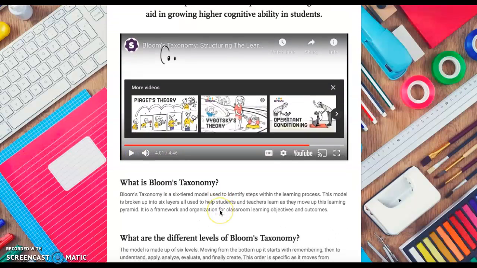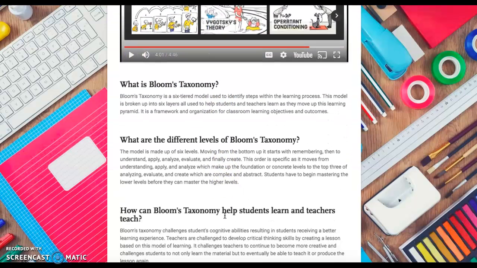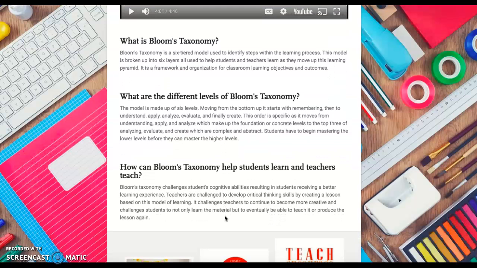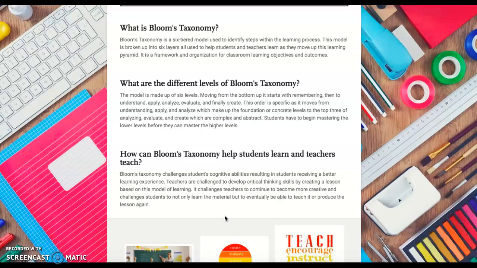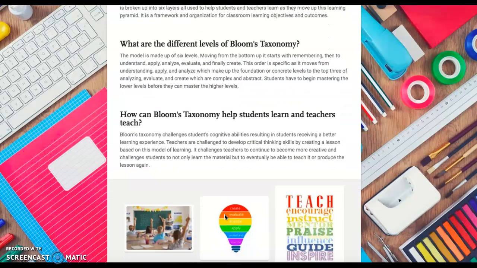So that was just a quick video that I included in my Some More. So on to what is Bloom's taxonomy. Bloom's taxonomy is a 6-tiered model used to identify steps within the learning process. This model was broken up into 6 layers, all used to help students and teachers learn as they move up this learning pyramid. It is a framework and organization for classroom learning objectives and outcomes.